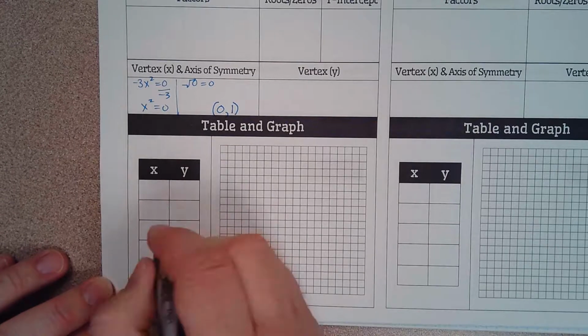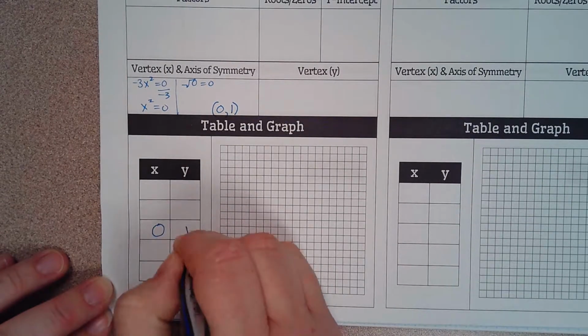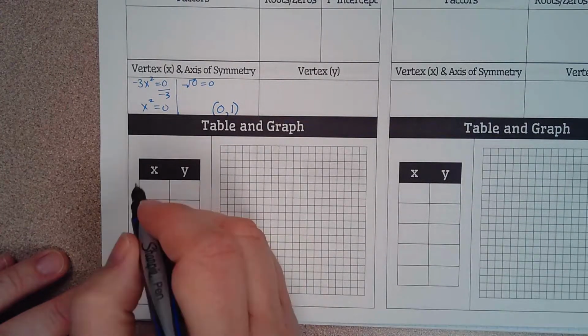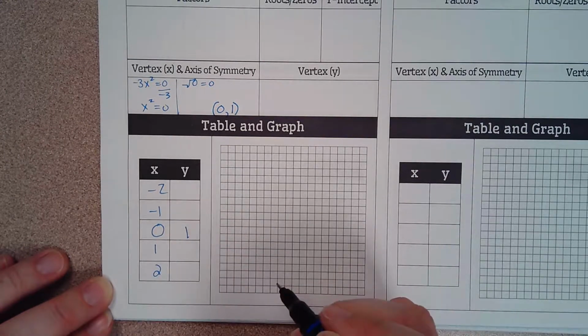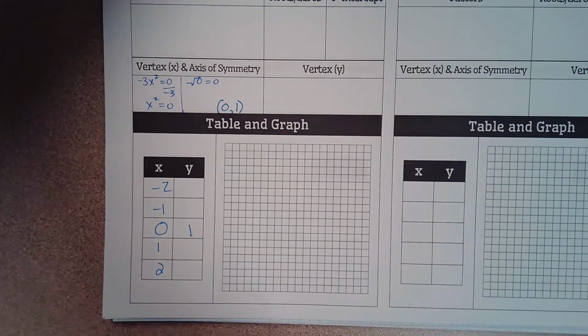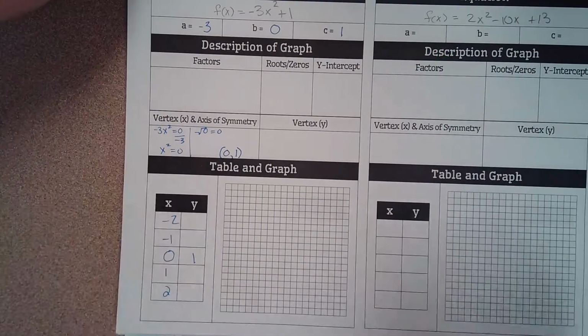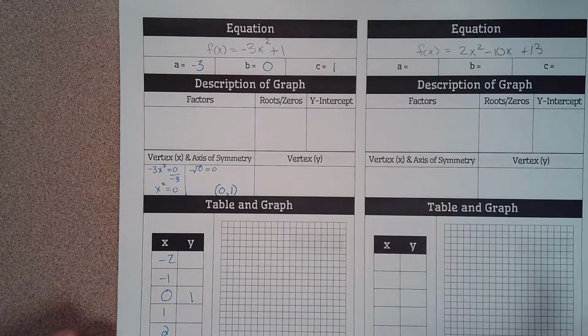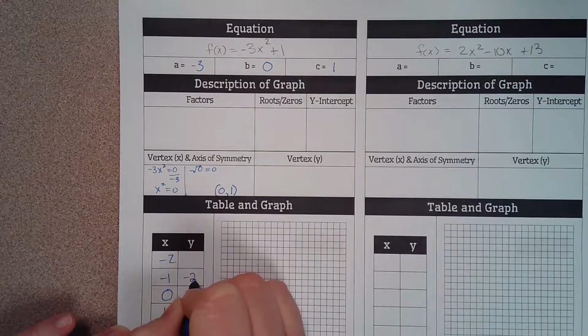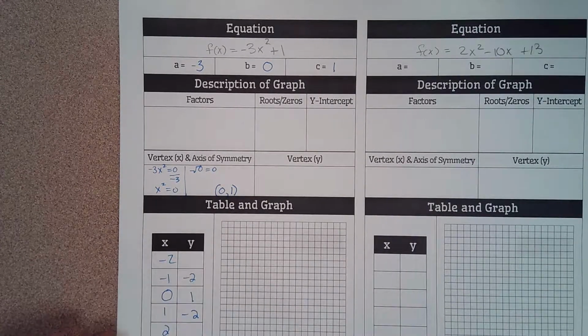Now we know the vertex is (0, 1). So like we said before, you're going to put -1, -2, 1, and 2. Use the equation. I'm going to raise this up a little bit so you guys can see the equation. Our equation is going to take the x value in. So -1 squared is 1. 1 times -3 is -3. -3 plus 1 is going to be -2. And like we talked about, symmetry-wise, we know that that's going to be symmetrical there.